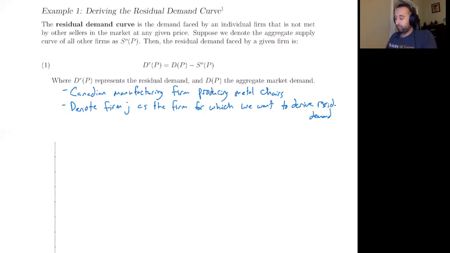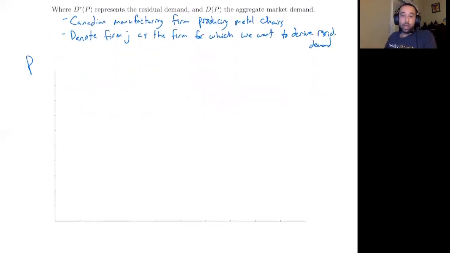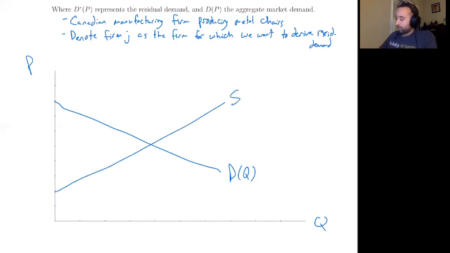Okay. So here I have a price of metal chairs and a quantity produced of metal chairs. Okay. And so I have the market demand for metal chairs as a downward sloping demand curve and an upward sloping supply curve. But this is the supply curve of all other firms not equal to firm J. So firm J is the firm for which we're deriving this residual demand curve. And so the supply of all other firms includes the supply function of all firms that are not equal to J, okay?